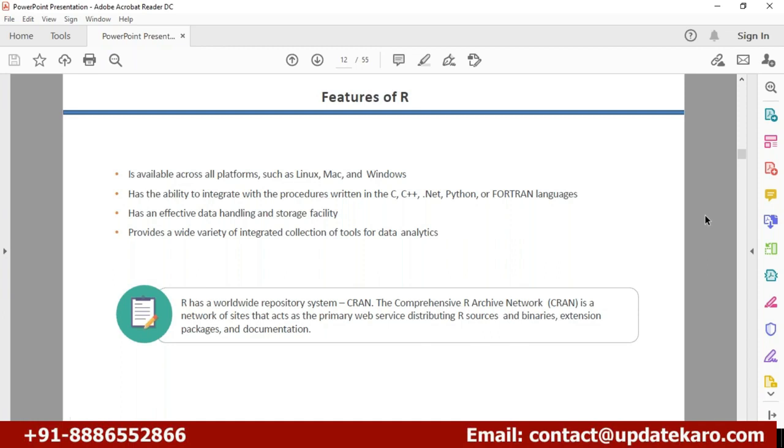R was basically a statistical language. Initially, it was introduced to do statistical analysis, right? And R has a worldwide repository system, the Comprehensive R Archive Network. We'll be seeing all these things in the next class tomorrow. Okay, so we'll be moving ahead with this.